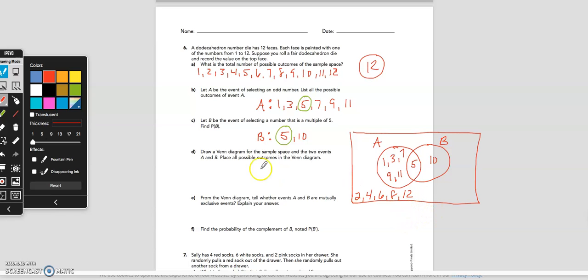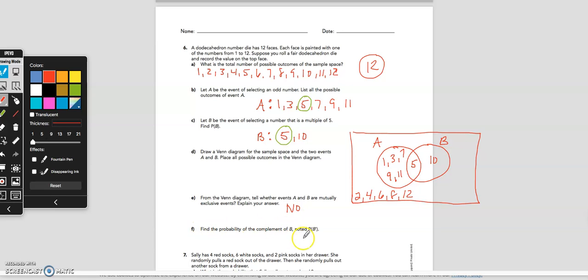All right. So are they mutually exclusive? The answer to that is no, because this 5, if I randomly chose a 5, that satisfies event A, and it satisfies event B. So it's not exclusive. Exclusive means it just satisfies one. All right, so the answer to this is no.